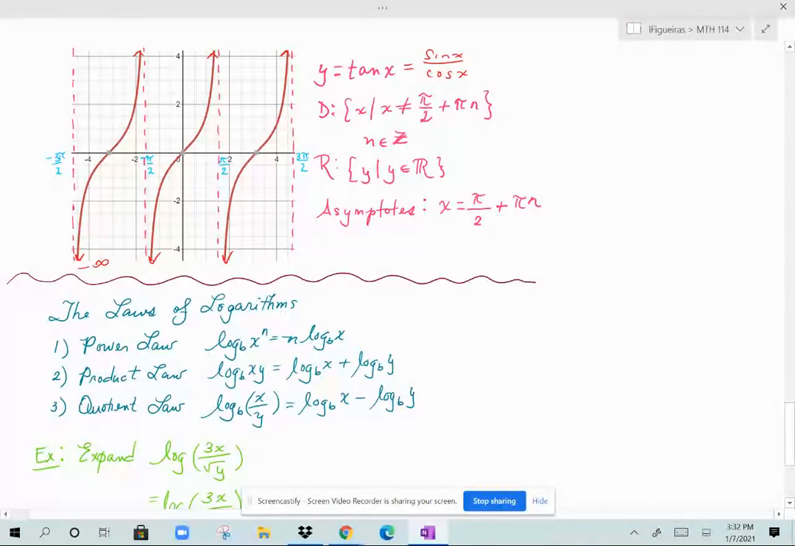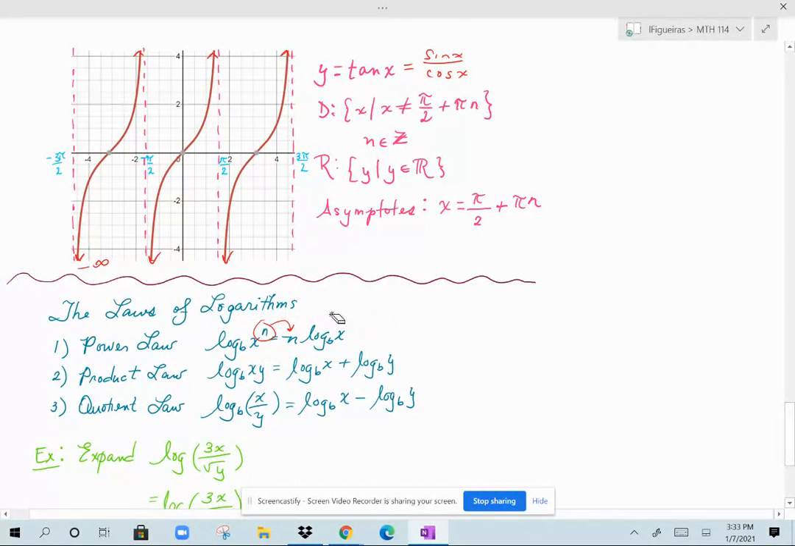Logarithms will be important as well in this course. So here's a reminder of the laws of logarithms. Remember, there were 3. We have the power law, the product law, and the quotient law. So the power law says that if you have the log base b of x to the n, that is equivalent to n times log base b of x. So this exponent ends up in front of the logarithm, and they are equivalent.